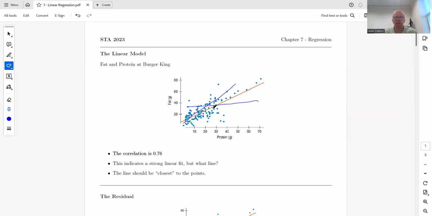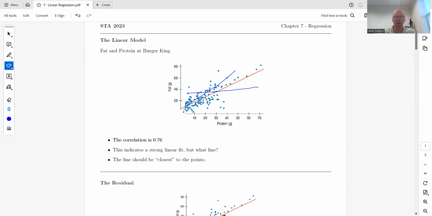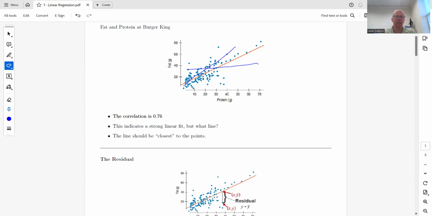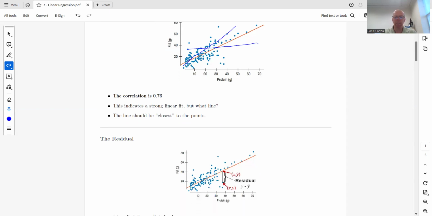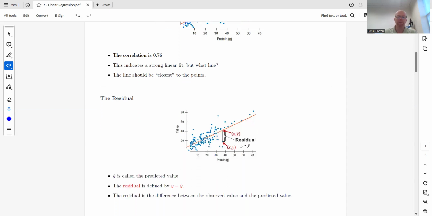Obviously, these are not very good. Probably the one that's already on there is the best one. But how would we find that? And what does that mean exactly? So first, let's talk about how we can find that and what makes it a good line versus a not so good line or even a bad line.